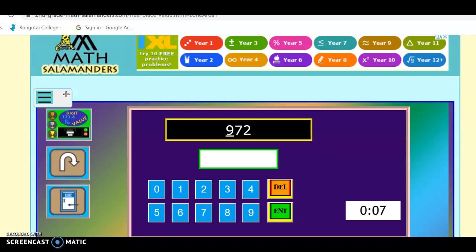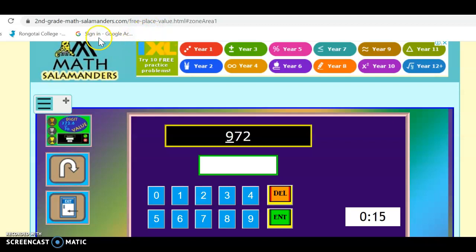Boys, I'm just going to talk to you about a place value game that you can play on your own on your computer. It's at this website. It's a Salamander website, but I'll write it down for you. So we're going to go in and just practice our place value.